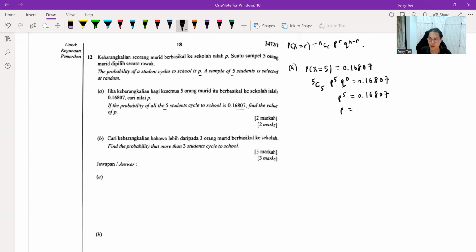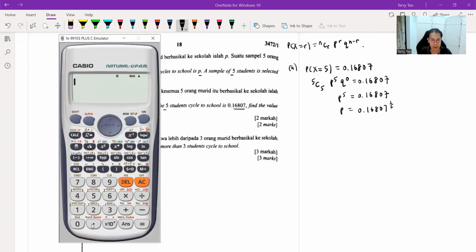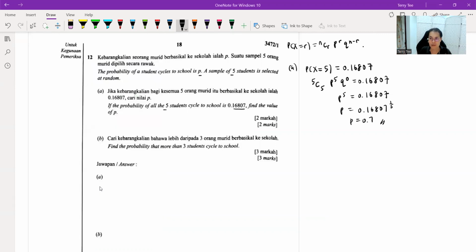To solve for p, I'm going to bring this over. This is power 1 over 5, or you can write it using the root. I'm going to type in 0.16807 power 1 over 5. There you go, my answer is 0.7, or 7 over 10. All right, that is the first part. I've got my p already.